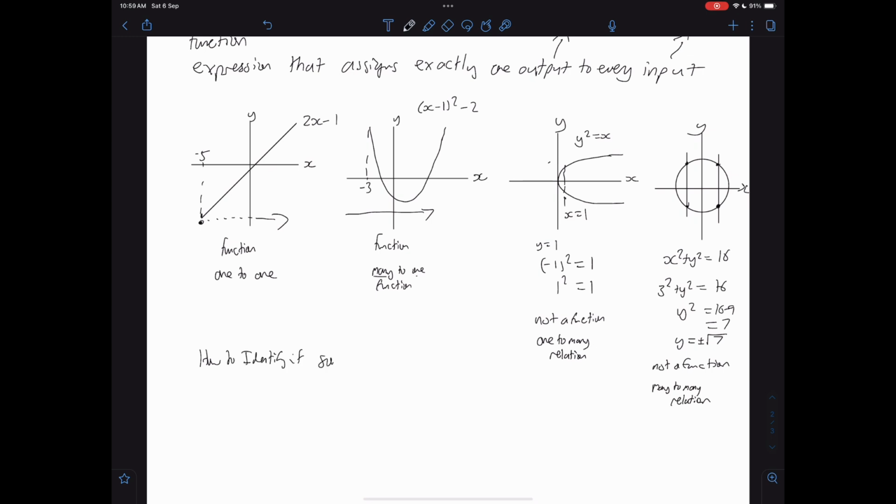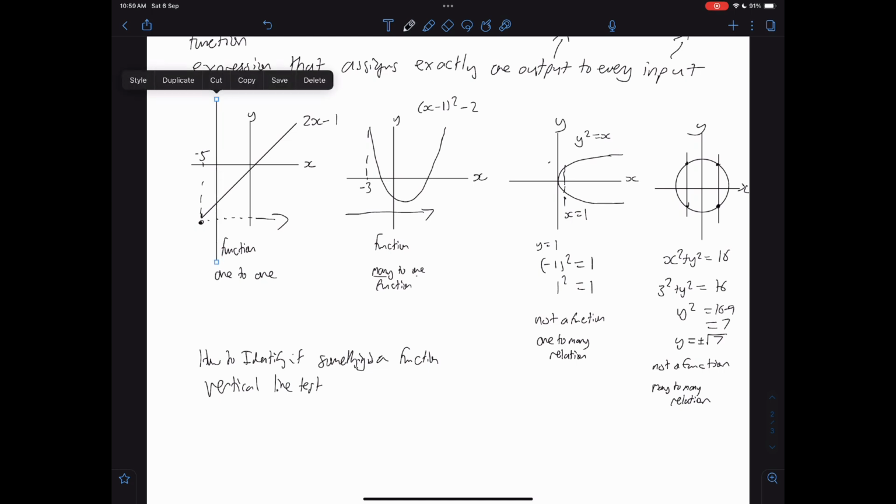And now you can also identify if something is a function. You use the vertical line test. If you use a vertical line like this, and then you move it along the graph, and it will never cross more than one point on the graph at the same time, it's a function. Like so. Both are functions. Now we get here, oh, we're cutting it at 2 points, not a function. Oh, cutting at 2 points, not a function.